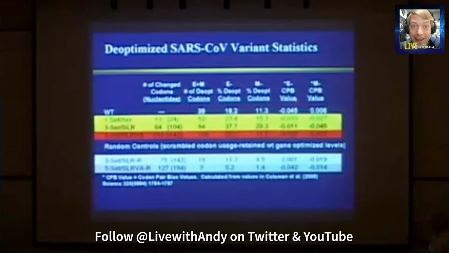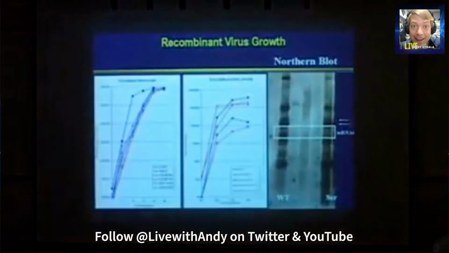We also looked at the CPB values that Eckert just talked about. By these values, these are very minimally on the negative side of the codon pair usage. We also made random controls where we scrambled the codon usage, much like Eckert did, retaining the wild type genome organization, and we made the 3-set and the 5-set. We made these in a mouse-adapted background so they would be pathogenic in mice.